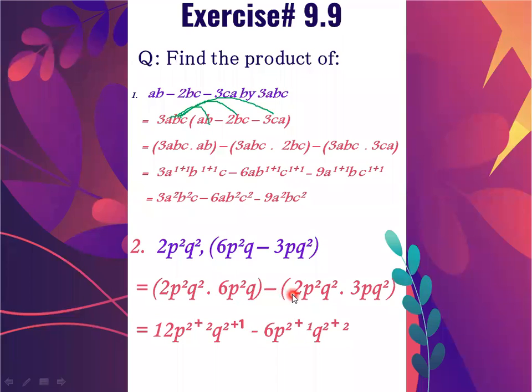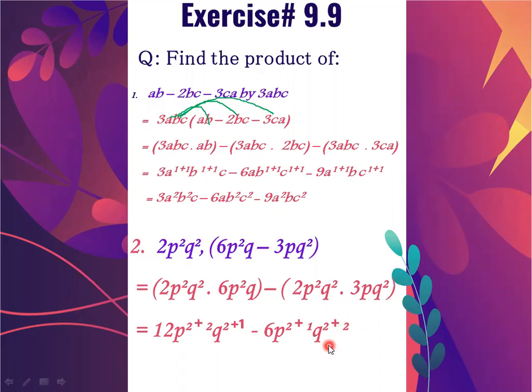Now you will multiply this 2 with this 3, so 2 multiplied by 3 will become 6. Now you are going to multiply this p with p. When you are performing multiplication of the variable, you will add their powers. So you will write p one time and simply you will write 2 plus 1. And then when you multiply this q with q, you will write q one time and it will become 2 plus 2.